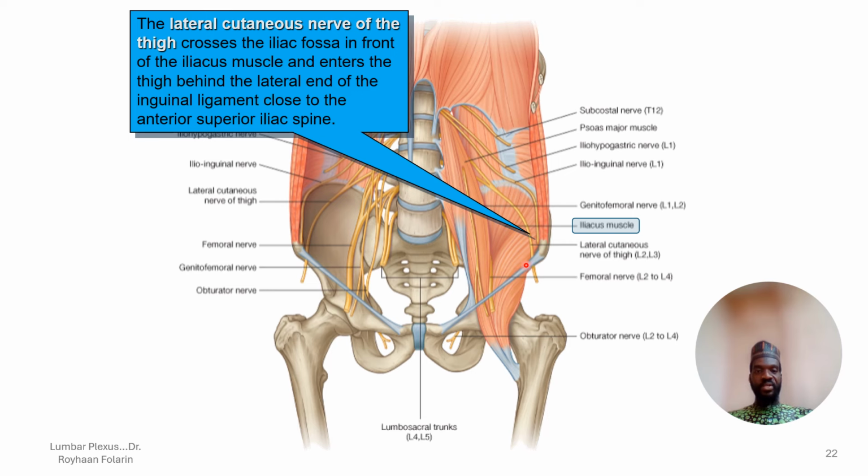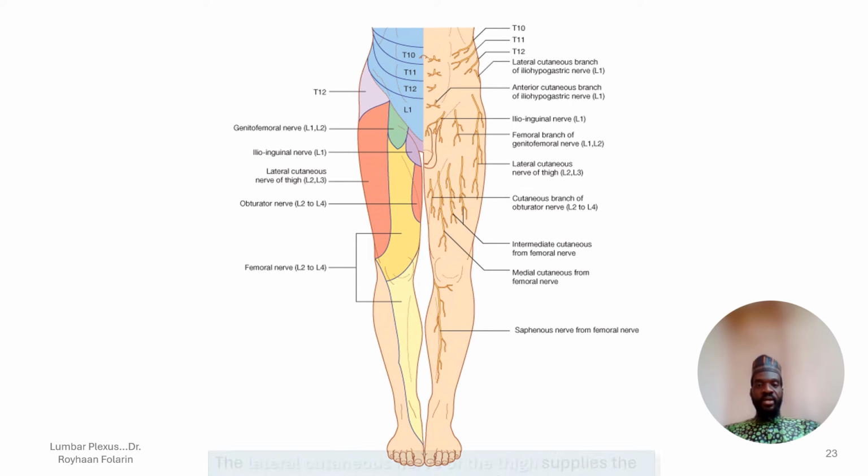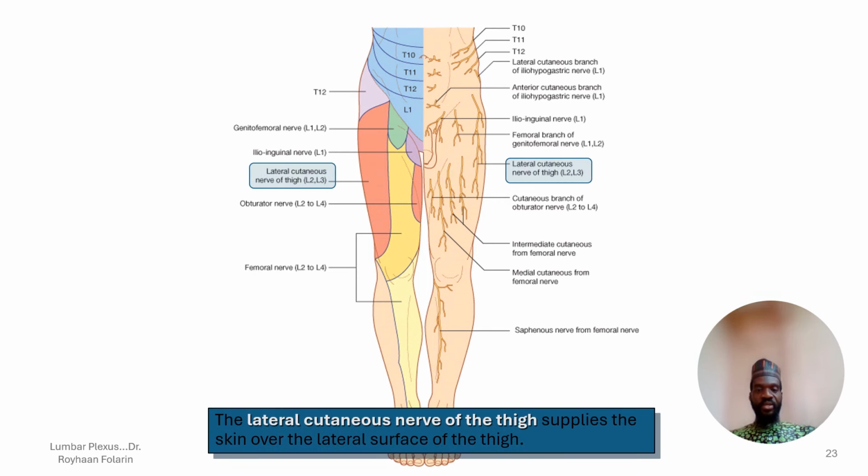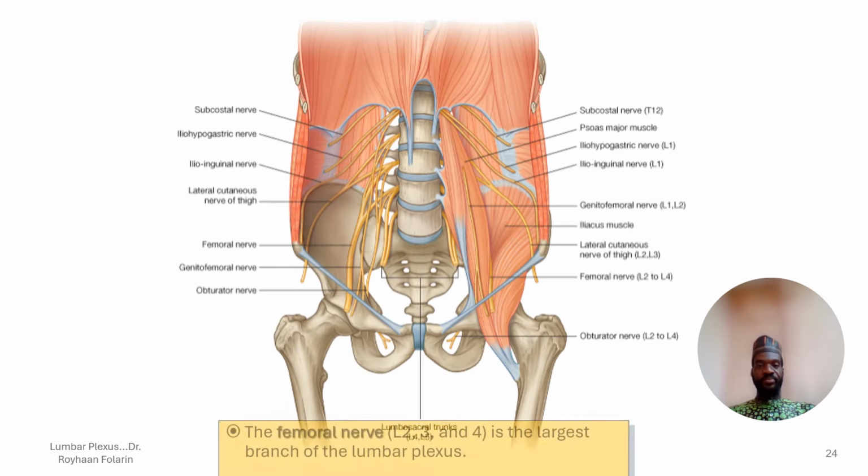This is quite close to the anterior superior iliac spine, the ASIS. And thereafter, the nerve supplies the skin over the lateral surface of the thigh, and hence the name lateral cutaneous nerve of the thigh. Here is the nerve, and here is the part where it innervates.